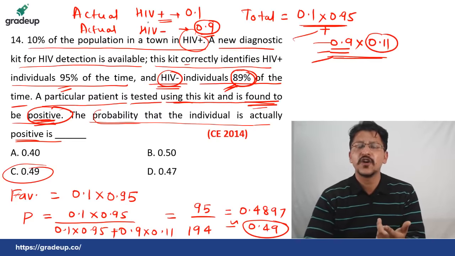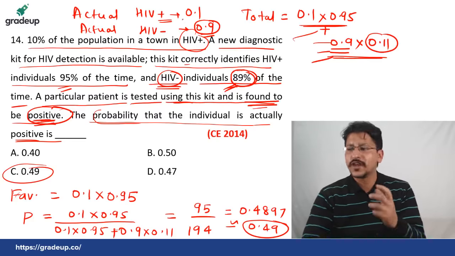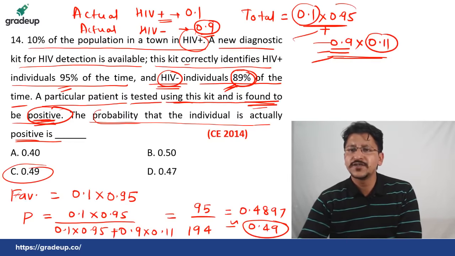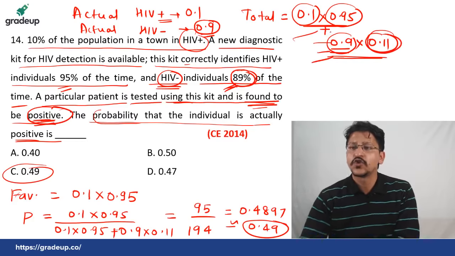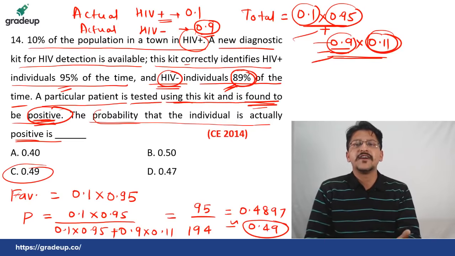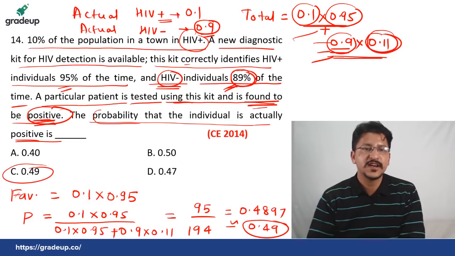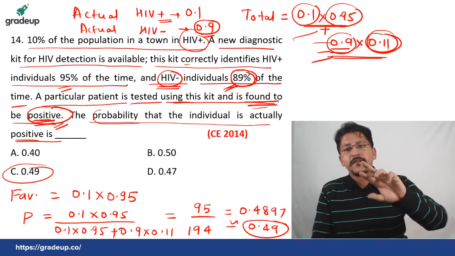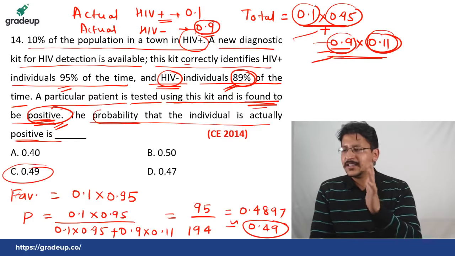There are two ways by which he can be found positive through that machine. When he is actually positive, the machine gives correct. When he is actually negative but the machine gives wrong. Only in those two cases can he be identified as positive, and this is the condition given, that he is found positive. So that's why these two cases arise in the total.